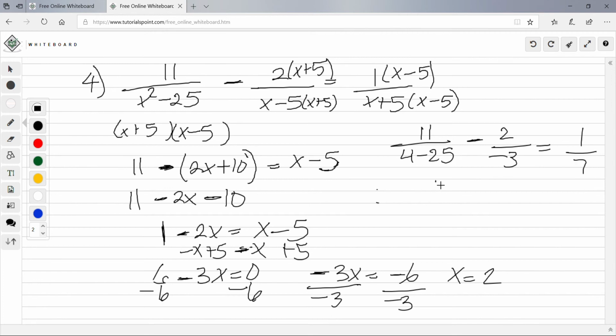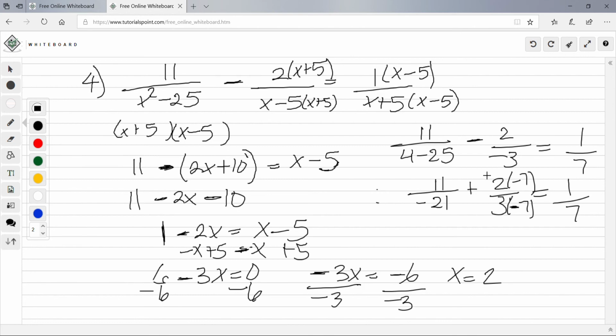So 4 minus 25 is negative 21, and then we have two negatives, right? Two negatives is a positive, so that's 2/3. Positive 2/3. And then we need to get a common denominator. We have a negative 21, so our common denominator is negative 21, so we multiply this by negative 7.